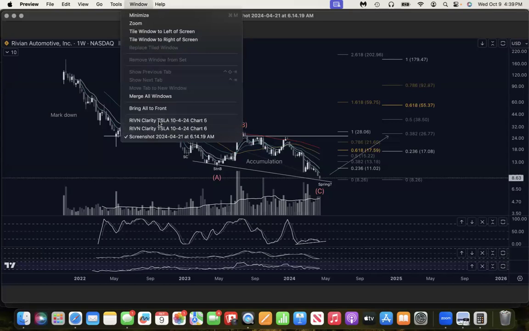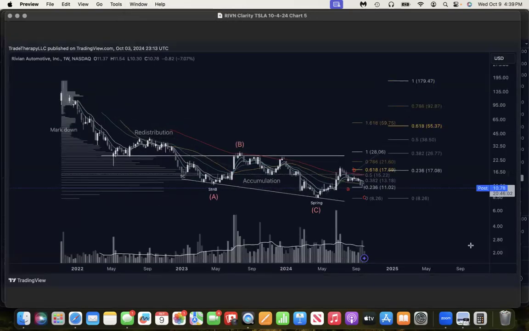If I jump over now to the chart that we shared this past week, this is from October 3rd. This is the weekly Rivian chart from October 3rd. We can see that that's exactly what we got when the moving averages expanded down to set the spring. We got a reaction off of that, which caused the moving averages to constrict again.